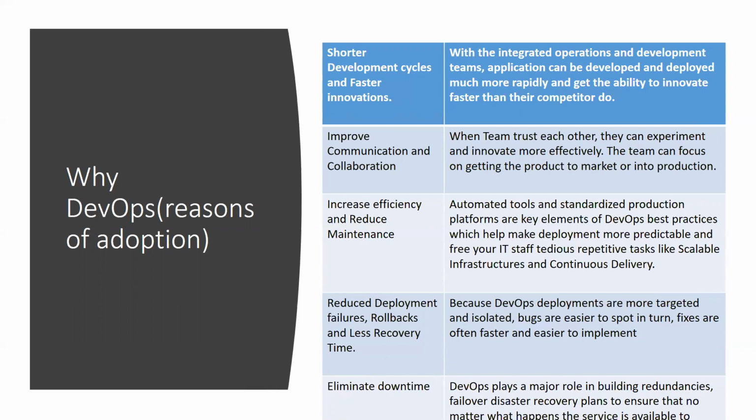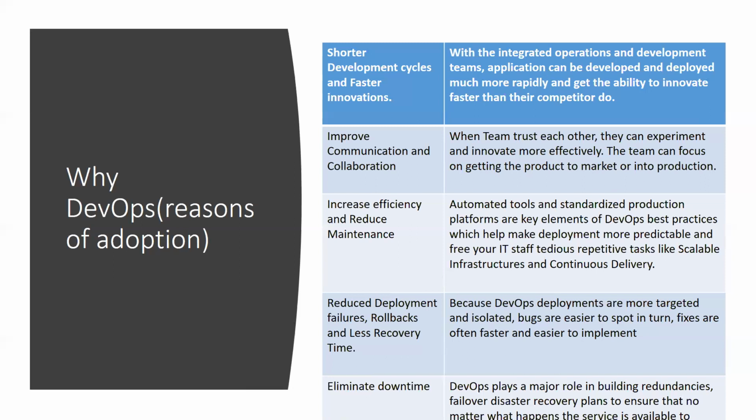Reduce the deployment failure, rollbacks, and less recovery. So because again this is automated and there are different artifacts, we measure the artifacts, and on the basis of that we move to production. So because of DevOps, deployments are more targeted and isolated. Bugs are easier to spot in turn. Fixes are often faster and easier to implement.